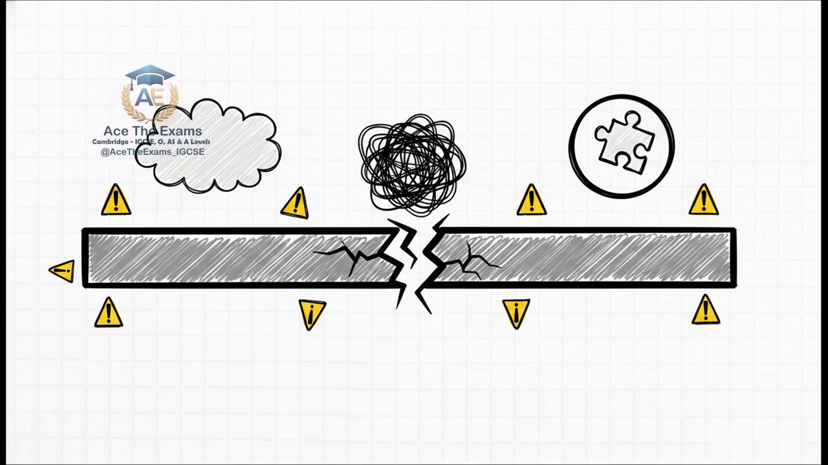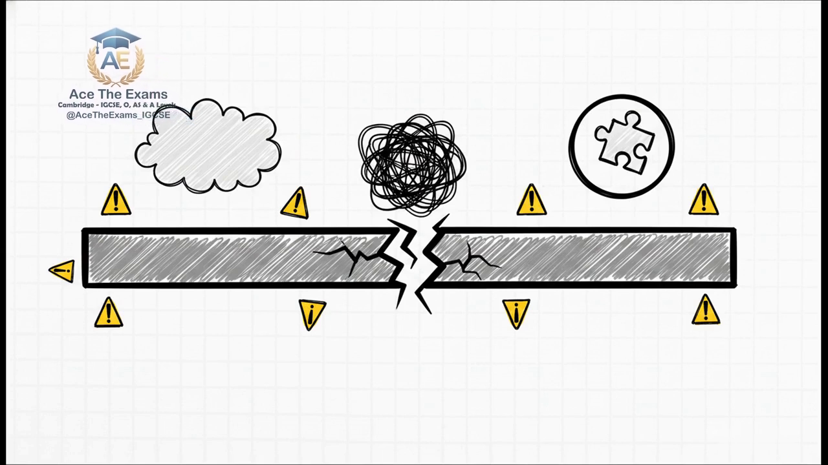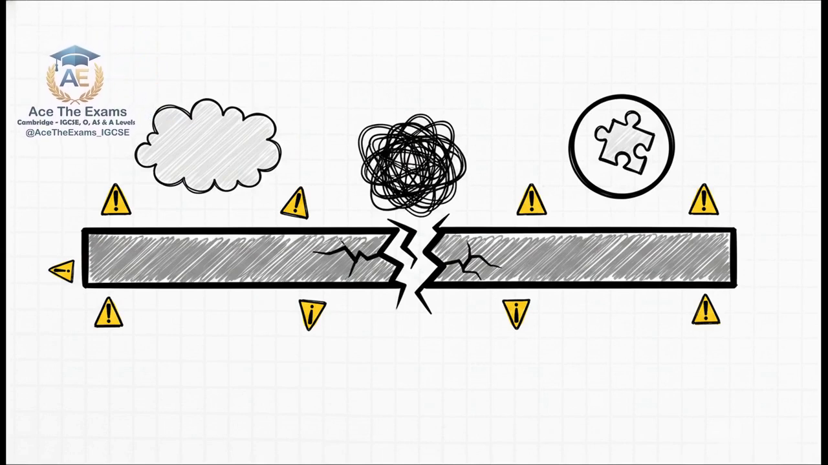Number 2, format and presentation are completely ignored. When an examiner sees a chaotic jumble of numbers with no clear annotation or logical flow, they cannot award method marks. And number 3, answers lack context-specific details. You absolutely must tie your pure math back to the physical reality of the specific problem given in the prompt.